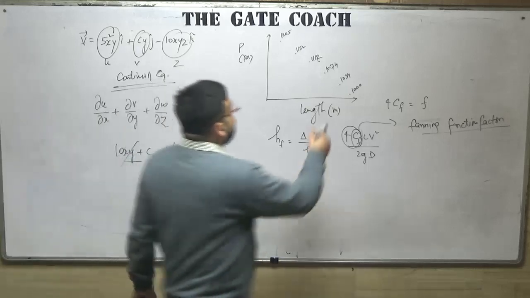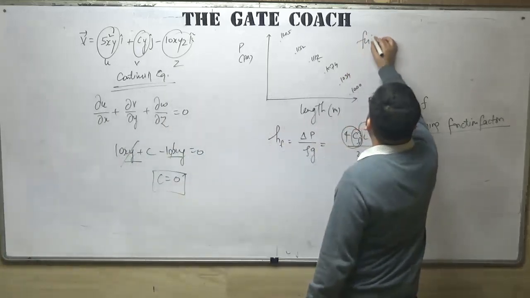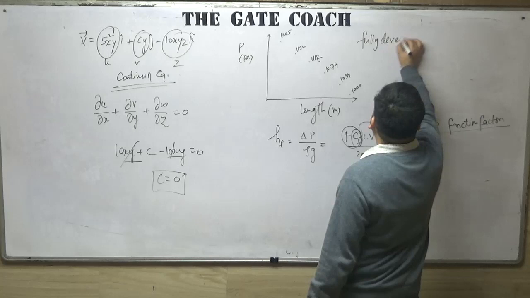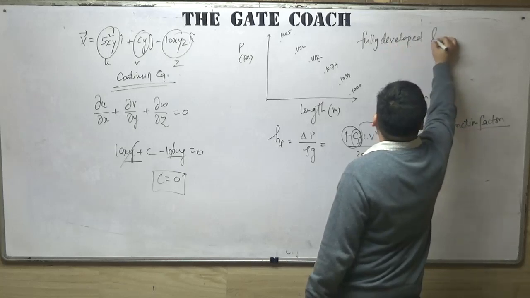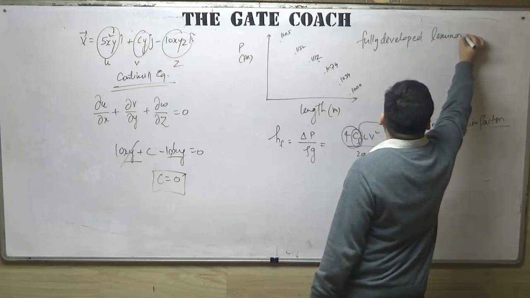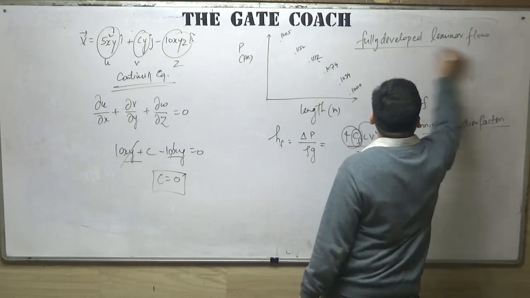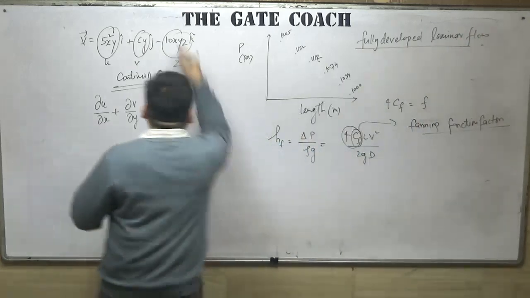And in the question it was mentioned that a fully developed laminar flow. So what is the meaning of fully developed laminar flow? Let me rub this.